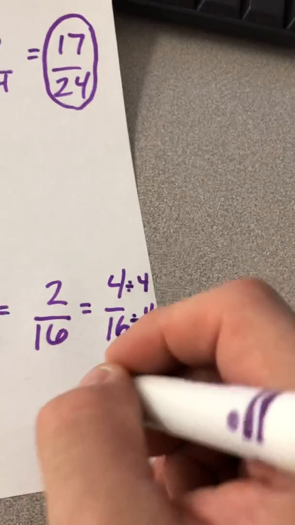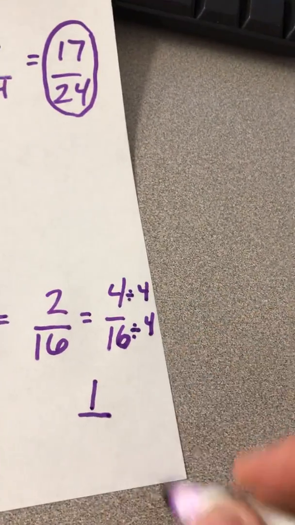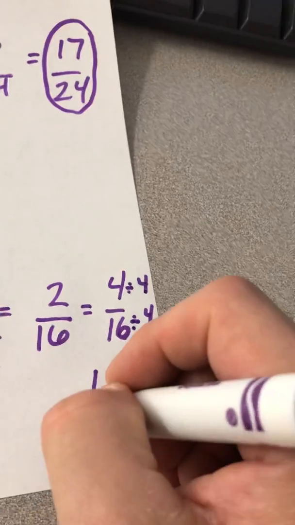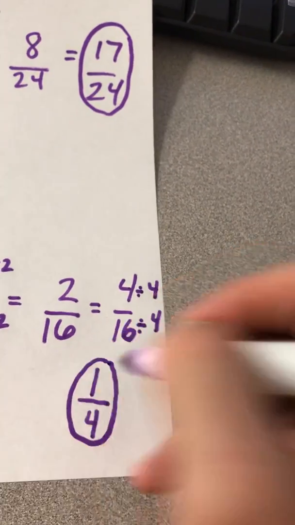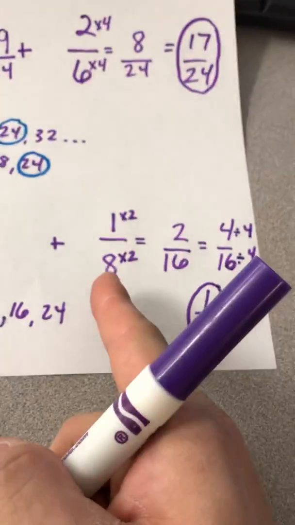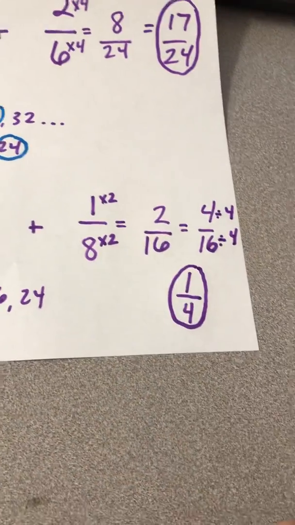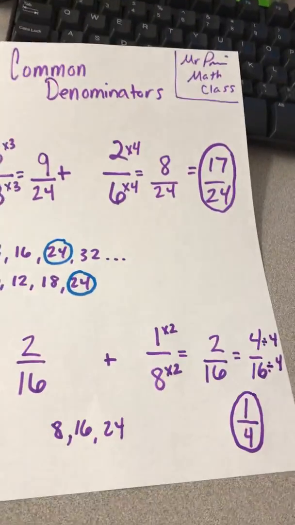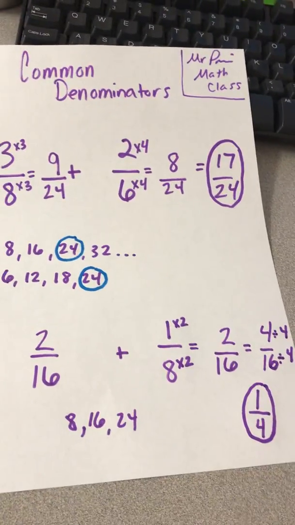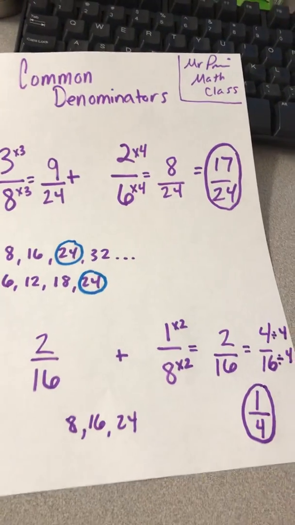4 goes into 4 one time. 4 goes into 16 4 times. So my reduced fraction of these 16ths and these 8ths was actually 1/4. So you got to play with these. This isn't something that you learn just in 5 minutes. But practice, I promise, you'll figure it out.